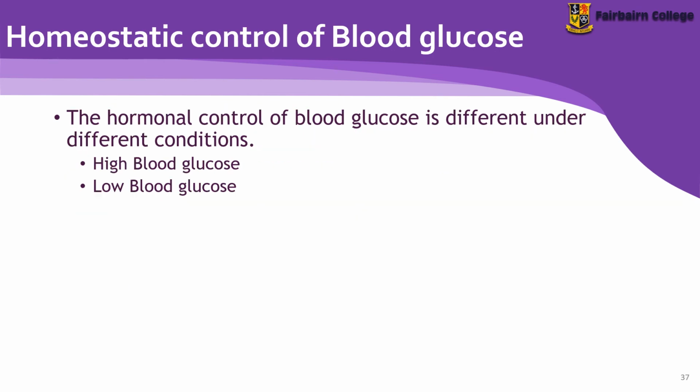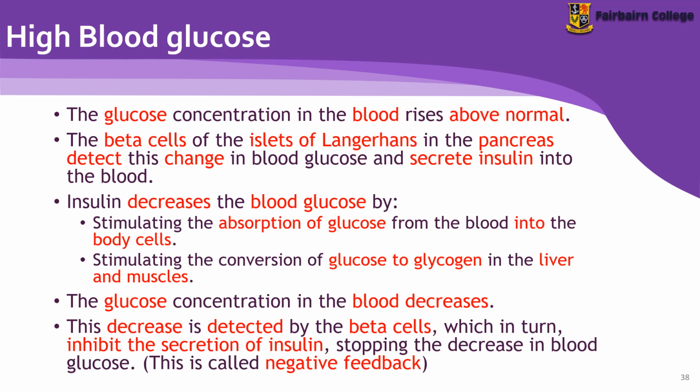So we will look at what happens when there's an elevated blood glucose level as well as when there's a very low blood glucose level, and how these hormones bring our blood glucose levels back to a normal level. Firstly, we will look at the effect of a high blood glucose.